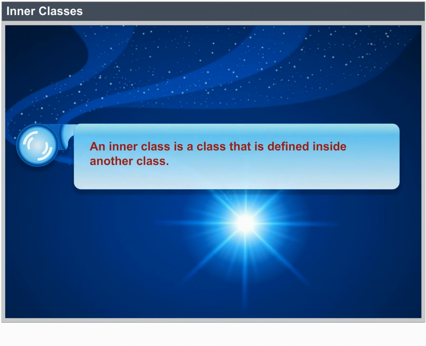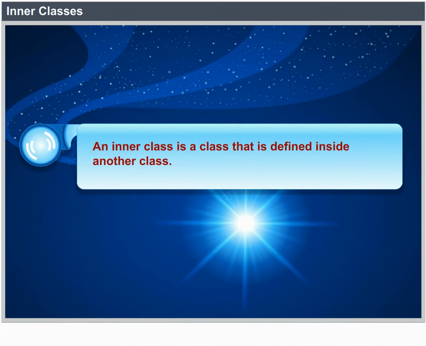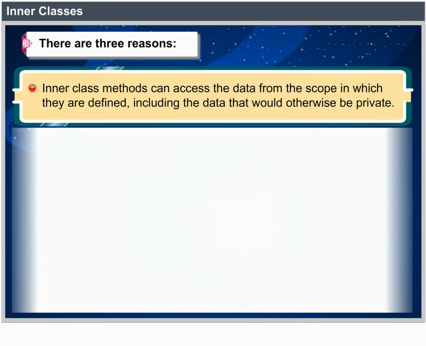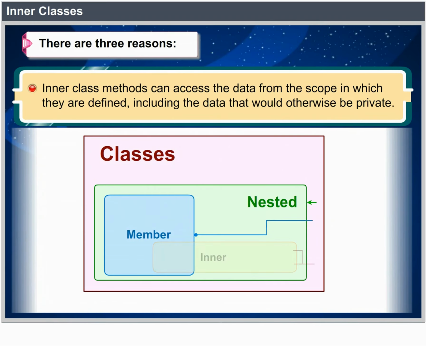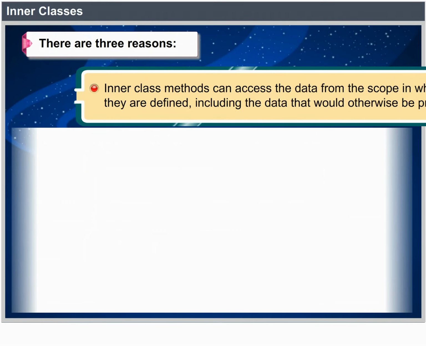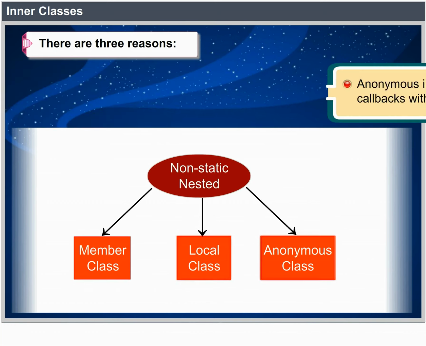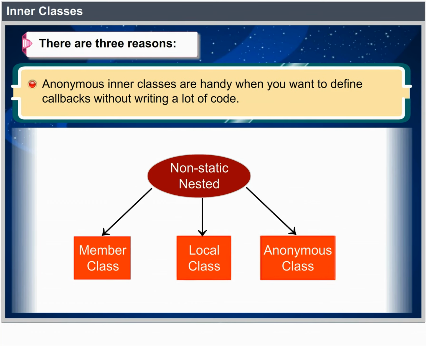Inner classes. An inner class is a class that is defined inside another class. There are three reasons. Inner class methods can access the data from the scope in which they are defined, including the data that would otherwise be private. Inner classes can be hidden from other classes in the same package. Anonymous inner classes are handy when you want to define callback without writing a lot of code.